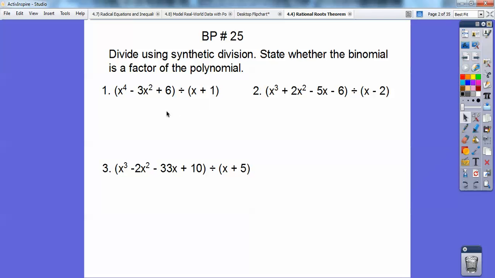Okay, so the box number here is -1. The box number here is 2. The box number here is -5. It looks like I have a couple of zeros missing in there, 0x cubed and 0x. Let's go ahead and do the first one, you guys.